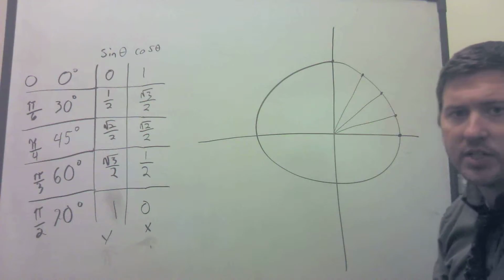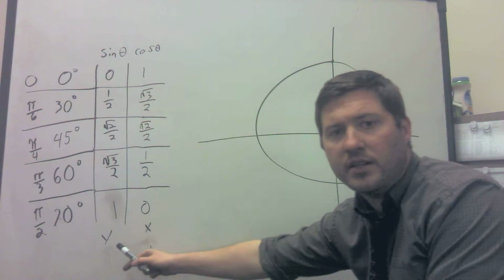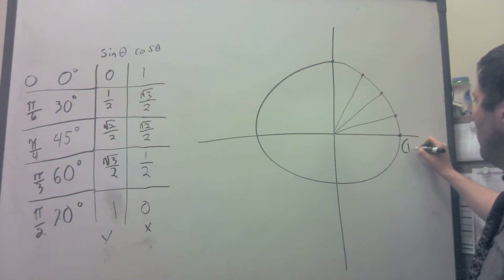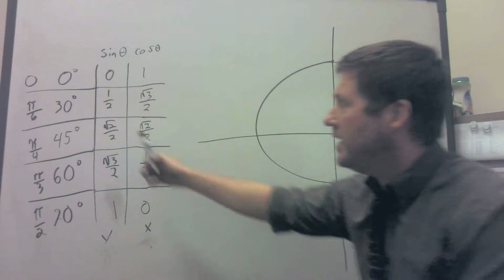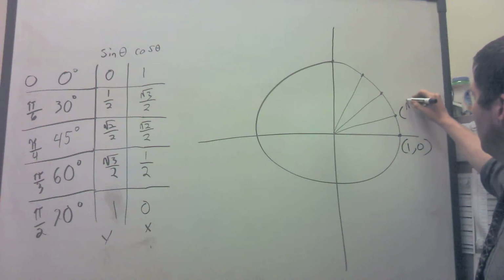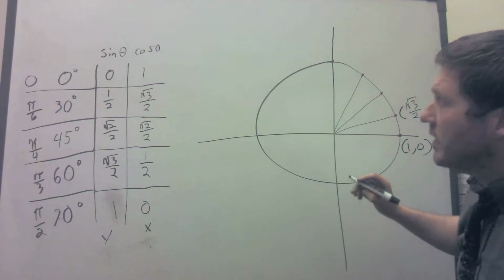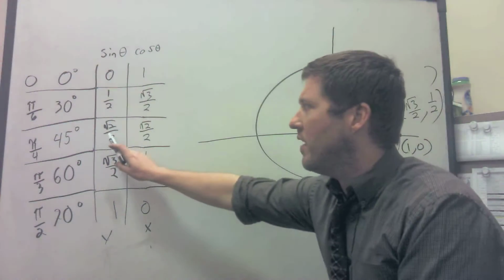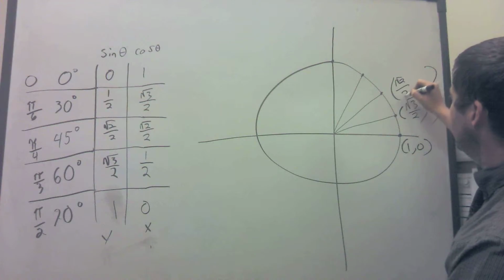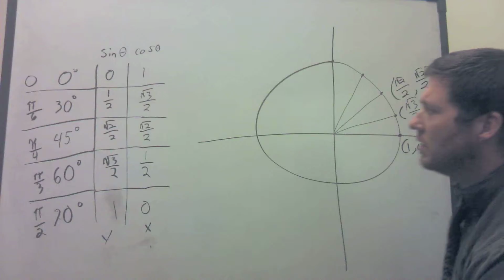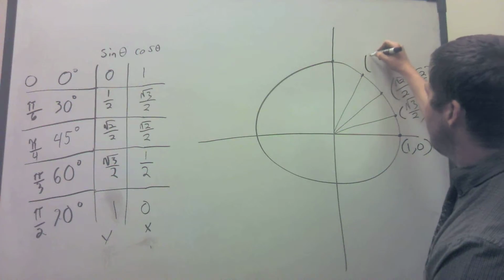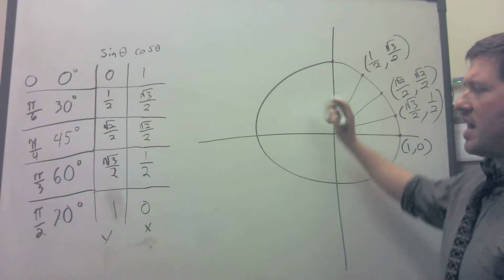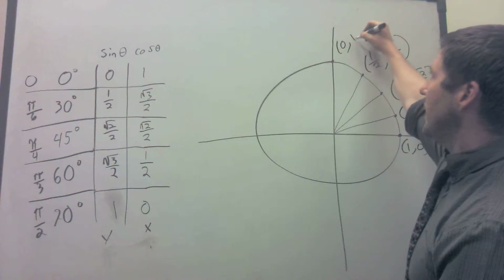Well, the ordered pair right here on the edge of the circle is given by the x value from cosine, the y value from sine. So at 0 degrees, our x value is 1, our y value is 0. That's the ordered pair (1, 0). At 30 degrees, our x coordinate is square root of 3 over 2. Our y coordinate is 1/2. And so on and so forth. We can fill this in pretty quickly. At 45 degrees, they're both square root of 2 over 2. At 60 degrees, our x coordinate is 1/2. Our y coordinate is square root of 3 over 2. And then finally, at 90 degrees, our x coordinate is 0. The y coordinate is 1.